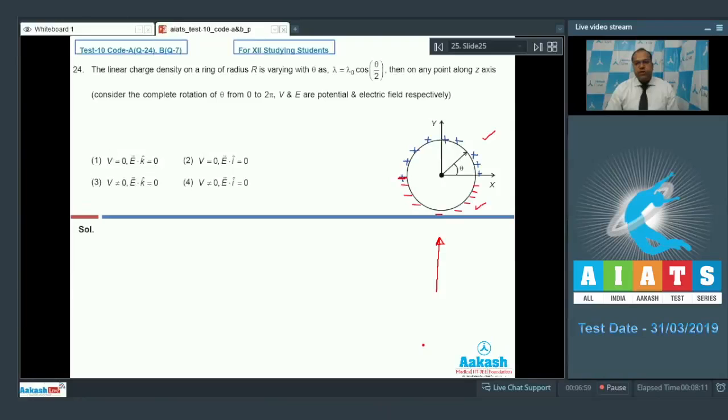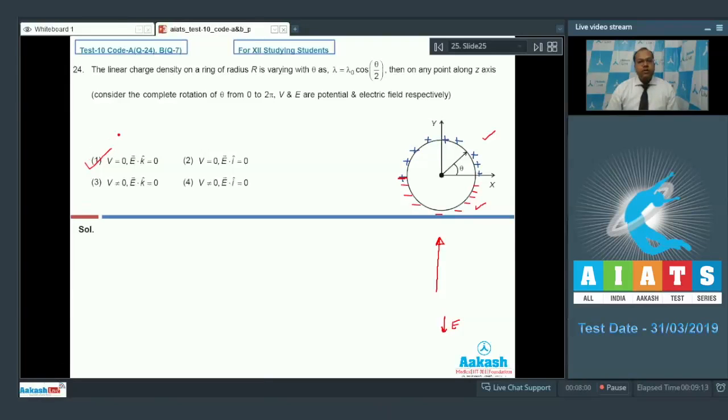So let's choose the options for the given point which lies on the z axis. So we know that the total charge on this ring is 0. So the electric potential at any point on the z axis would always be 0. So option 1 and 2 may be correct. But if I consider that the direction of the dipole moment is along positive y-axis, then we can say that this point lies on the equatorial point. Then this point is the equatorial point for the dipole, and the direction of the electric field at that point would be along negative y direction. So we can say that E dot k is 0 and E dot j is not equal to 0. So option 1 is the correct answer.